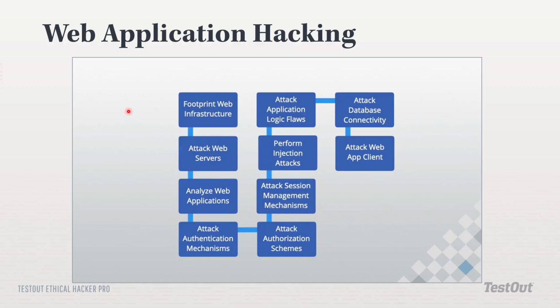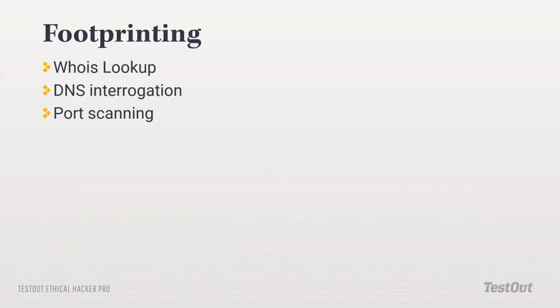Here, we'll take a look at web application hacking. Let's take a moment to look at our graphic, and you can see the flow chart of the attacks. We've got to footprint the web infrastructure. You want to footprint what's going on. We'll attack the web servers, analyze web applications, attack authentication mechanisms, attack authorization schemes, attack session management mechanisms, and perform an injection attack. We'll get to that a little later. And then attack application logic flaws, attack database connectivity, and attack the web app client. So you can see the flow of those and some of the web application hacking options that we have.